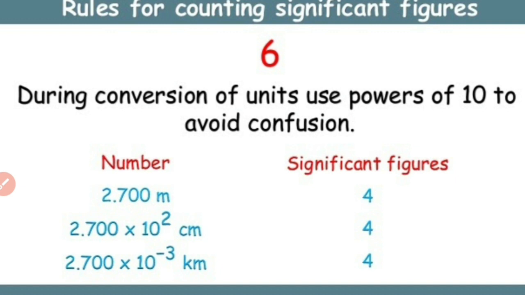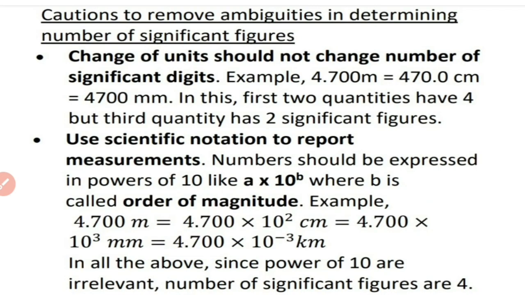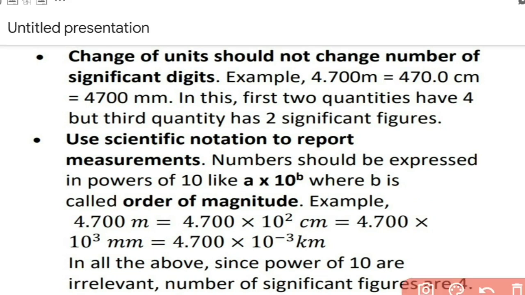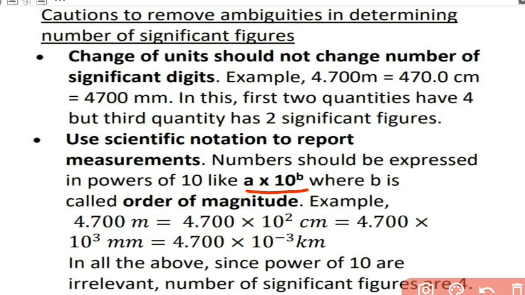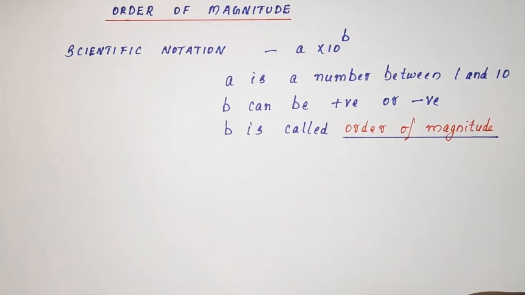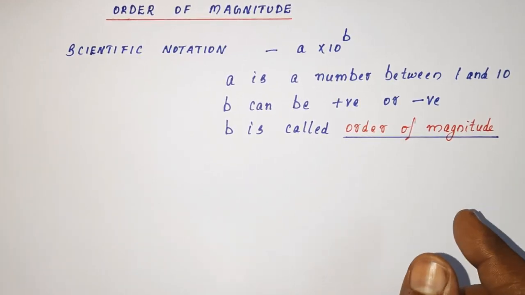The way of writing the measured values in this form, the power of 10, is known as standard notation or scientific notation. So in scientific notation, we will express the measurement as what? Powers of 10 in the form a into 10 raised to b. In the form a into 10 raised to b, we will express the measurements. So reporting the measurement in scientific notation means like this.